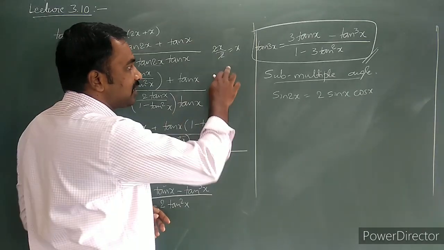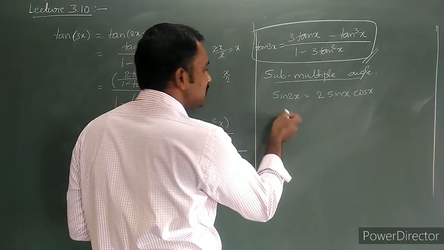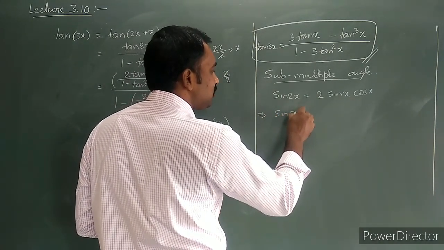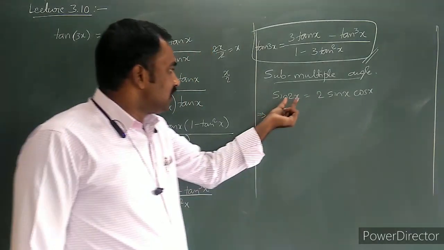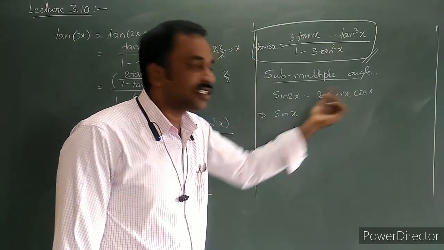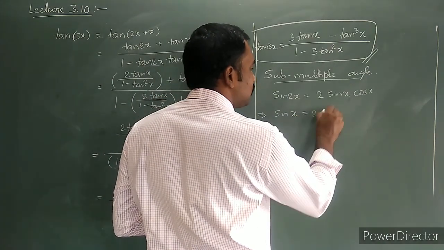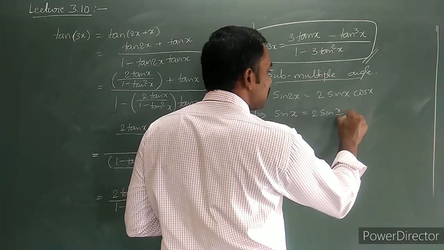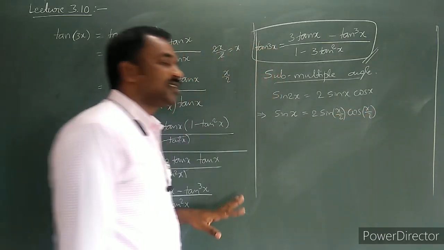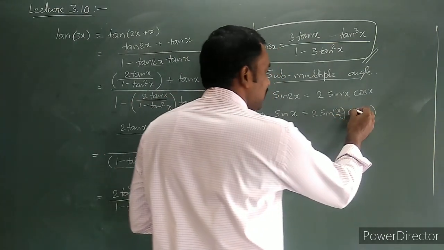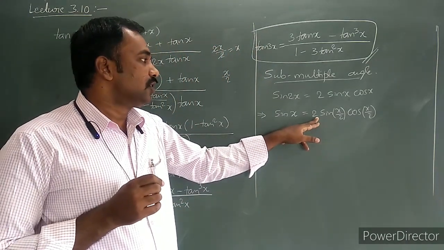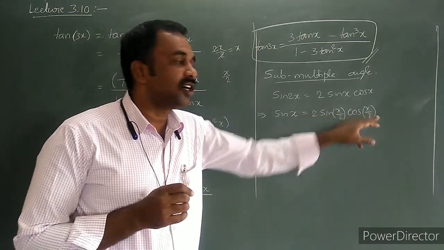Then again dividing x by 2. Sine of x becomes only the x. The angle 2x halved is x. What is the angle x halved? That means 2 times the angle x halved is x by 2, cos of x by 2. This is the result of the half angle for the sine ratio. This is the sine of x. Sine of x is equal to 2 sine x by 2 cos of x by 2.